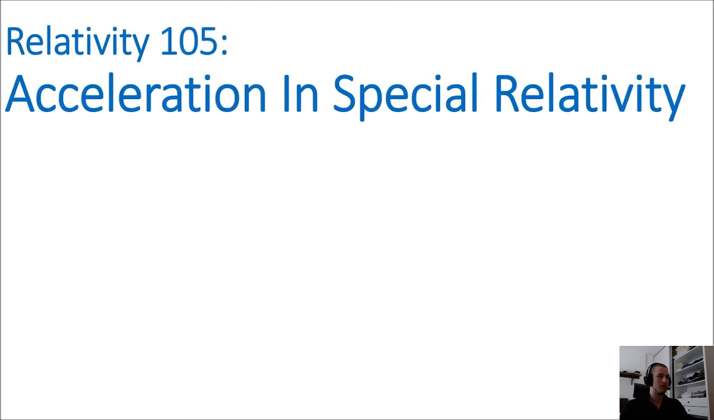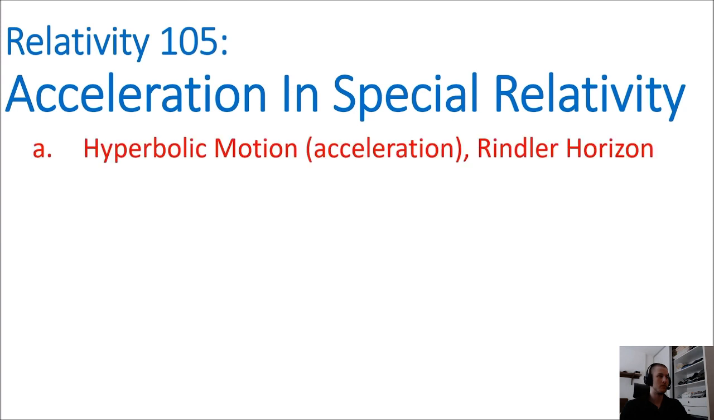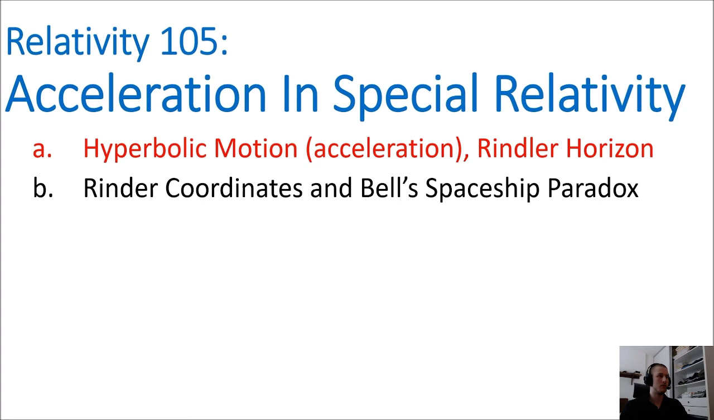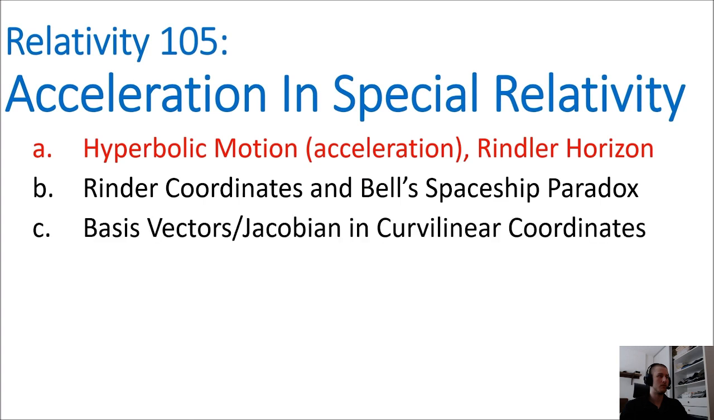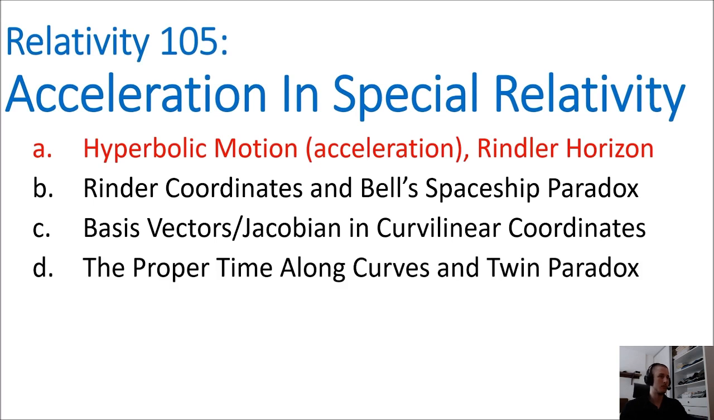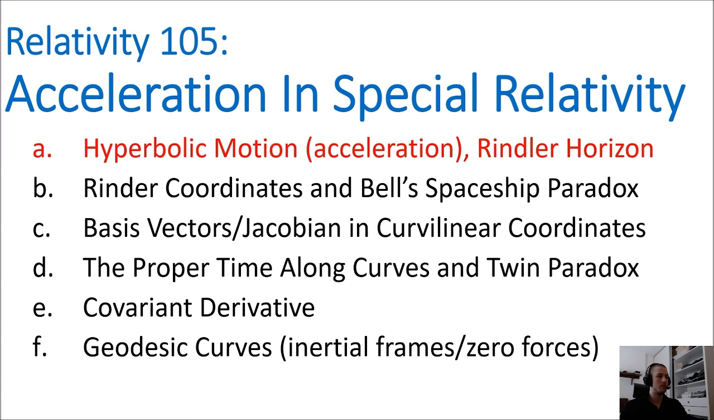The Relativity 105 videos are all about acceleration in special relativity. In this video, we'll talk about hyperbolic motion, which is what constant acceleration looks like in special relativity. We'll also show how acceleration leads to the creation of a Rindler horizon, which is similar to the event horizon of a black hole. In the next few videos, we'll talk about Rindler coordinates and Bell's spaceship paradox, basis vectors and the Jacobian in curvilinear coordinates, proper time along curves and the twin paradox, the covariant derivative, and finally geodesic curves, which are the curves that inertial frames travel along.